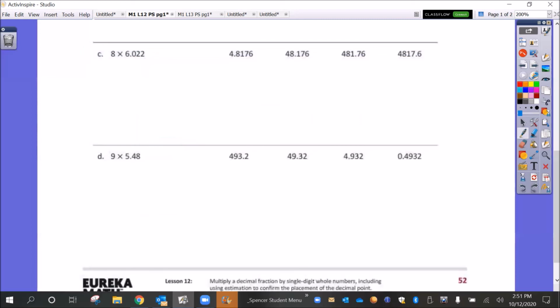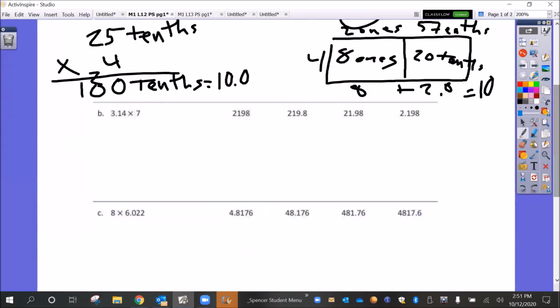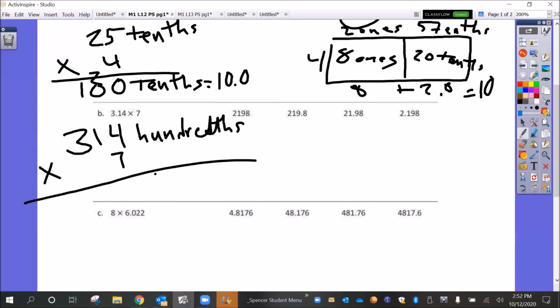This time, oops, scroll down too far. I'm just going to use the stacking them vertically method. If you'd like to use the area model, keep using it. I'm going to use it on the next one. So let's convert these all the way down to hundredths. And then we're going to multiply this by 7. We know our unit's going to stay hundredths.